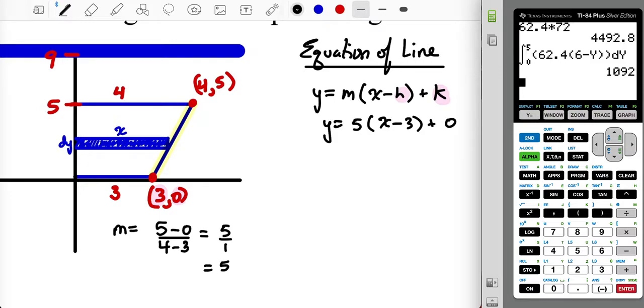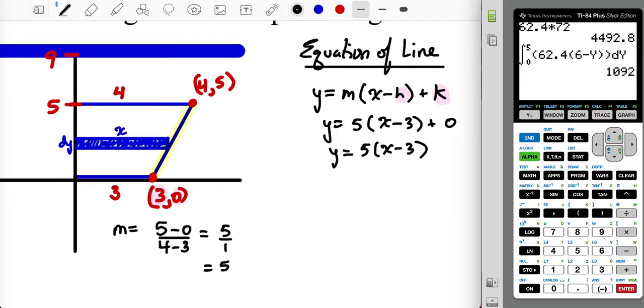Simplify. Y equals 5 times x minus 3, or 5x minus 15, either way. I would just do a quick double check to make sure that everything pans out the right way. If I plug in a 4 for x, 4 minus 3 is 1, times 5 is 5, so that would be good to go.